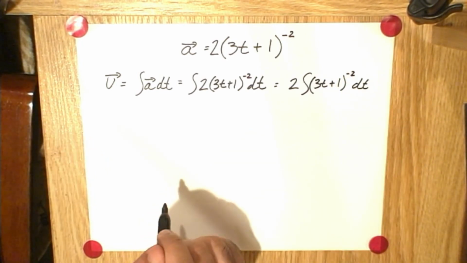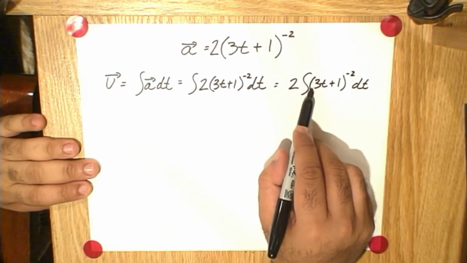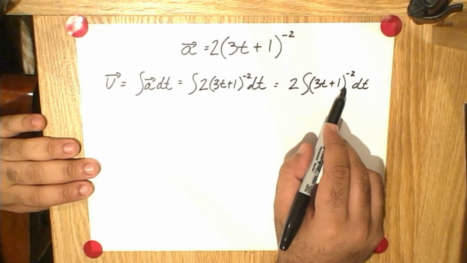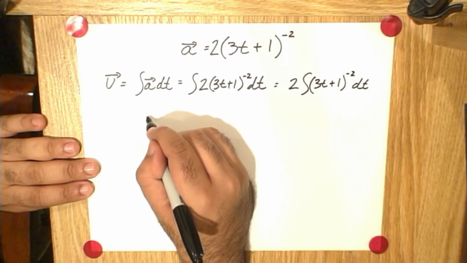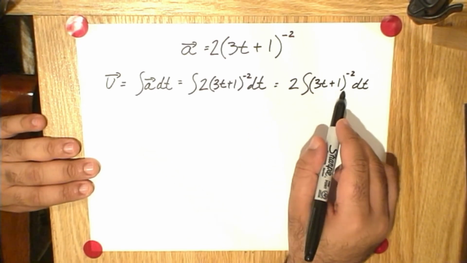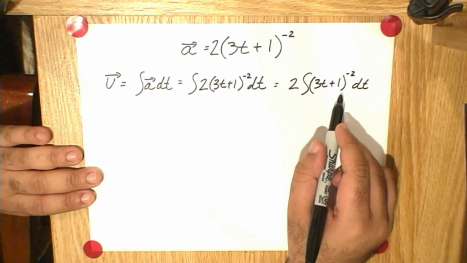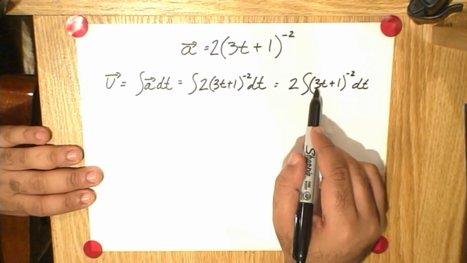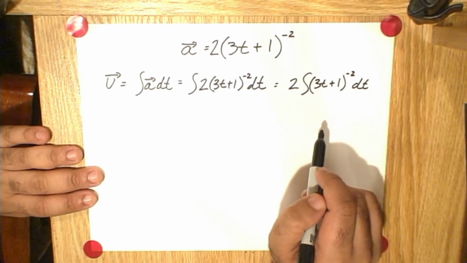And so we're left with that. Now, we just need to integrate this quantity over here. How do we do that? Well, this is basically a chain rule being done backwards. You'll remember that when we were talking about derivatives and you have a chain rule, you have to take the derivative of the outside and the derivative of the inside.